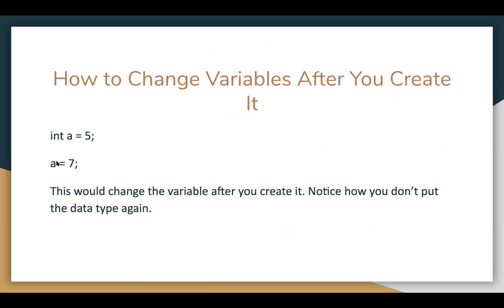Since you're using it after you create it, you just use the name again. So a, assignment operator, 7, and this would change the value of the variable a into 7. Again, this would change the variable after you create it. Notice how you don't put the data type again.